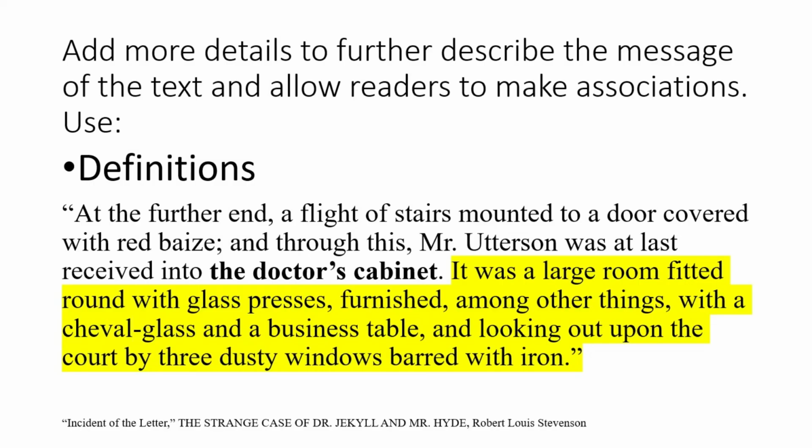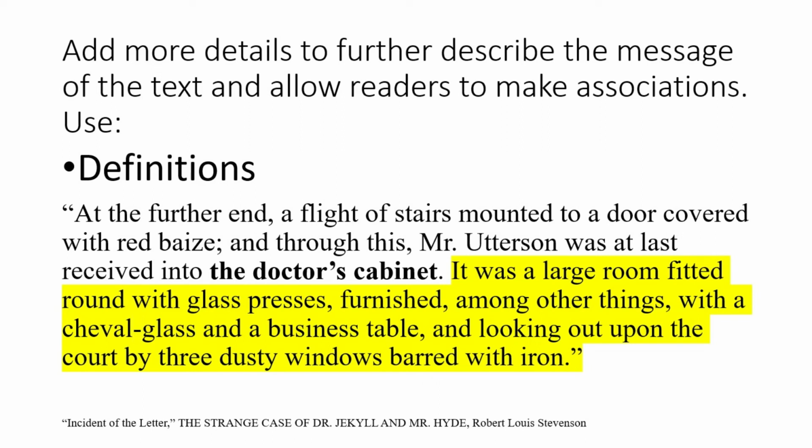But he adds a definition for how this word cabinet was used at this point in history, and it gives you a better idea of just exactly where Mr. Utterson was received by Dr. Jekyll. Here is the definition of a doctor's cabinet. It was a large room fitted round with glass presses, furnished, among other things, with a cheval glass, which is a large oblong type mirror that you can take a look at yourself in, and a business table, maybe a type of desk, or a table used for meetings.